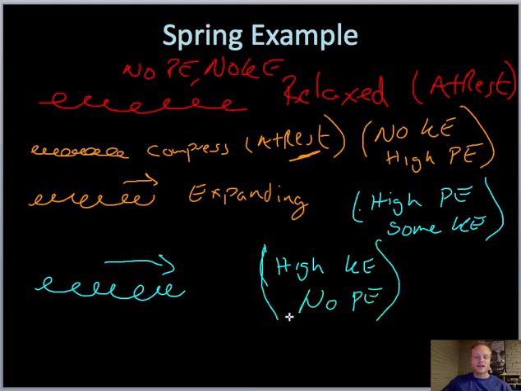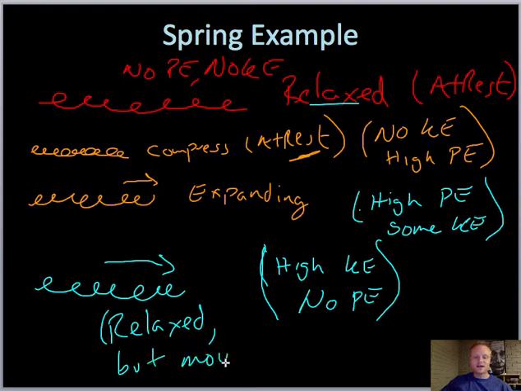And the reason why is it's at the point where it was relaxed, okay? So I'll call this relaxed but moving, okay? So it's at the same length as it was when it was relaxed, but now it's moving. It's going to blow through that point. It's going to keep being stretched until it gets to a point where it stops, and that's going to spring back to its relaxed state, okay? So at this point, I have a high kinetic energy and no potential energy.